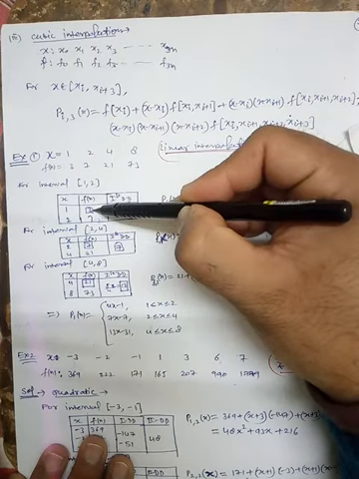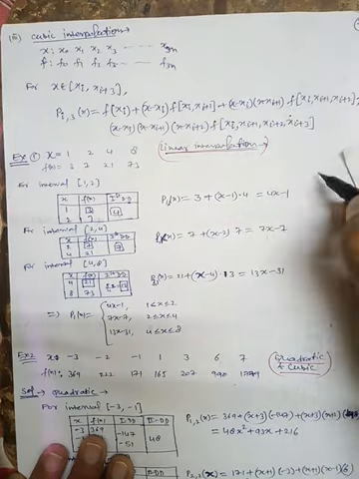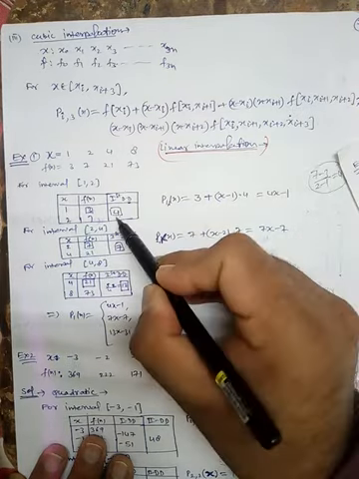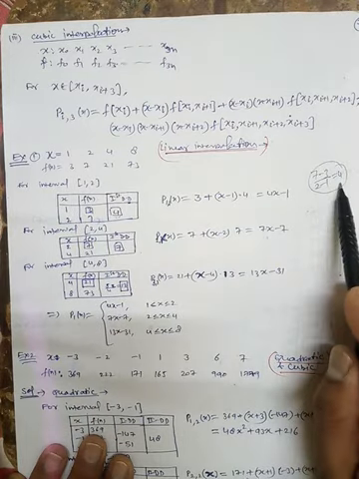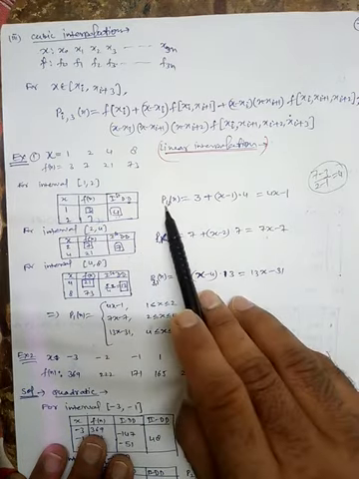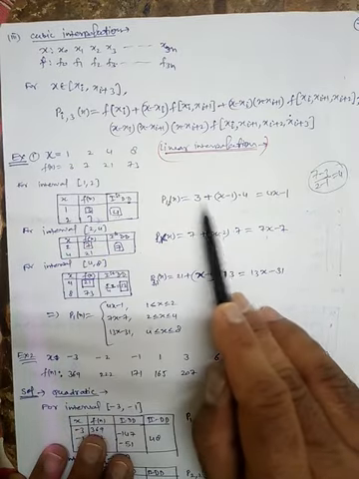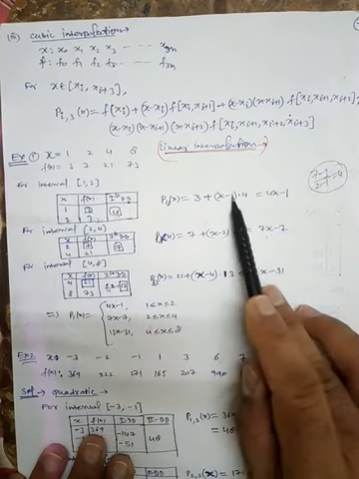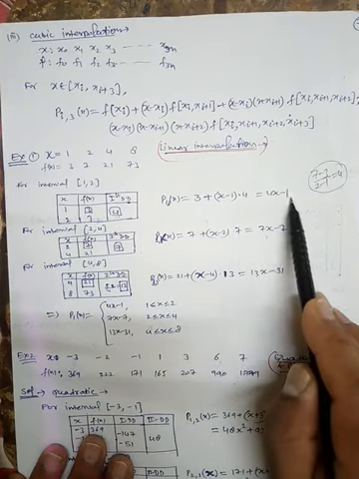7 minus 3 divided by 2 minus 1 gives us 4, and this is written here. Now apply the formula. P11(x) is 3 plus (x minus 1) multiplied by this 4. After solving this we get 4x minus 1.